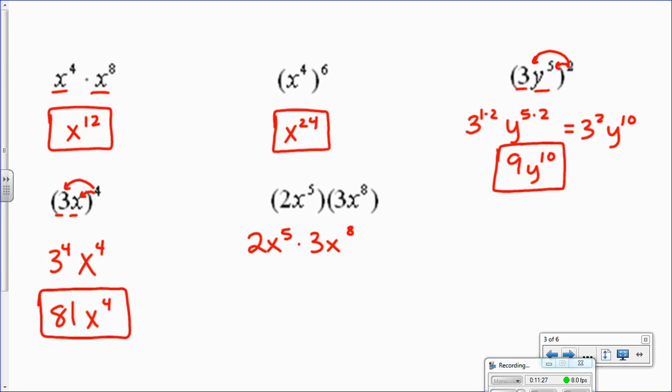Okay, so remember, common bases are what you can combine. 2 and 3 are not common bases. So I'm not adding their exponents, but they are regular numbers, so I'm going to use the regular operation. So I'm going to just do 2 times 3, because that's the operation, and I'm going to get 6. Now my x's are common bases. So when I combine those, my base stays the same, and I add the exponents. 5 plus 8 is 13.